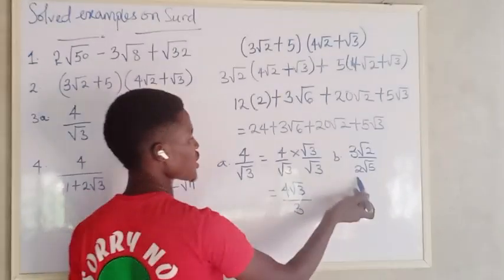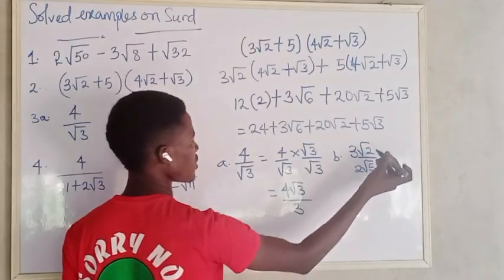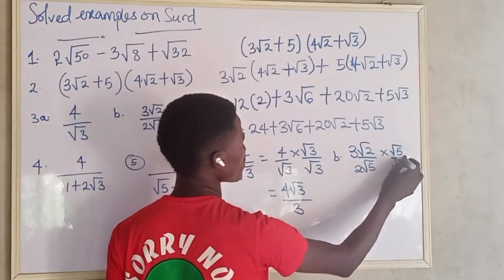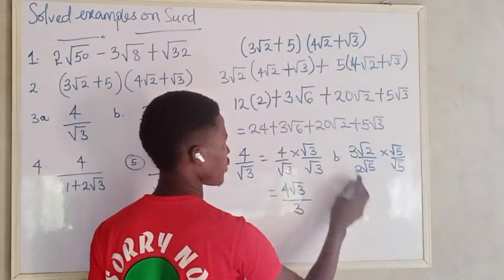So you don't need to multiply up and down by 2 root 5. Just multiply the numerator by root 5 and the denominator by also what? Root 5. And that gives us what?